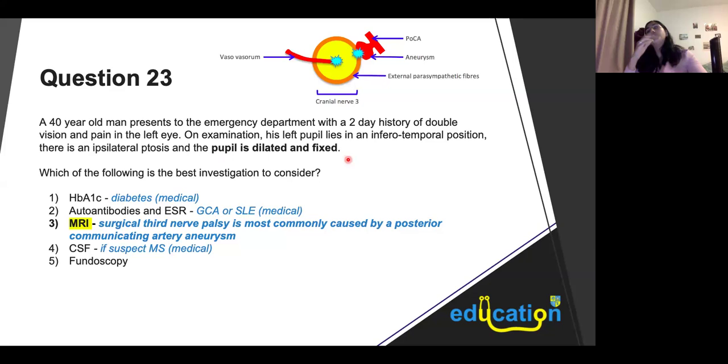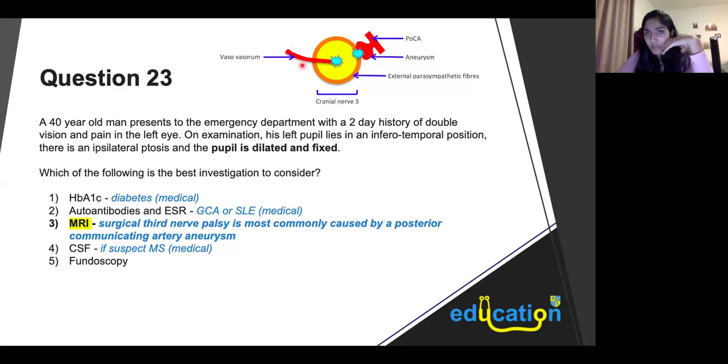So essentially the only way that you can tell between a medical and a surgical third nerve palsy is what's going on with the pupil. The pupil should be unaffected if it's a medical third nerve palsy. Whereas if something physical is compressing your third nerve, you've got your parasympathetic fibers that wrap around your cranial nerve. And so those get affected as well as the cranial nerve. And so that's why your pupil becomes dilated.